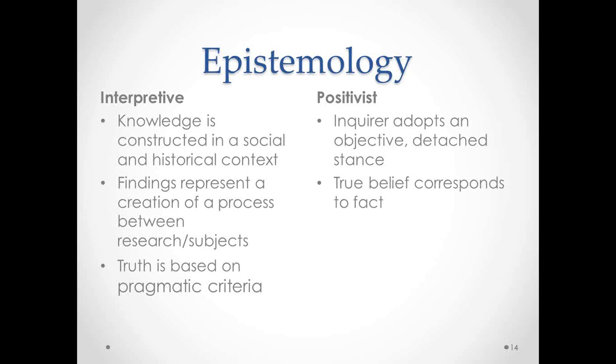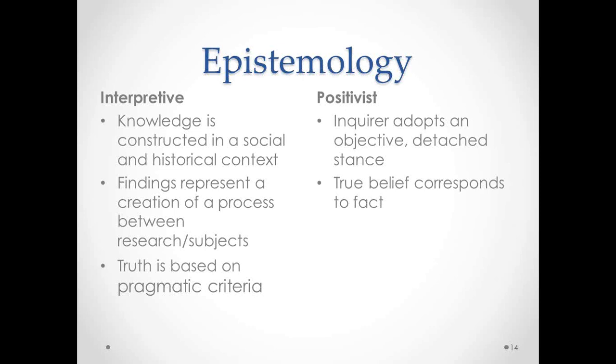So an interpretive would say that knowledge is constructed in a social and historical context, that findings represent the creation of a process between the researcher and the researchee, and that truth is based on pragmatic criteria. Whereas a positivist will align themselves with the belief that truth is fact and that they take an objective and detached stance to information and knowledge.